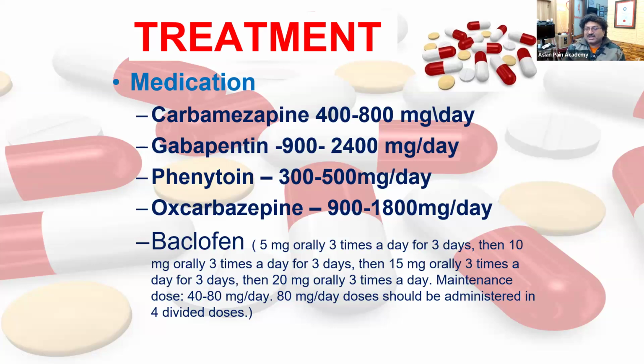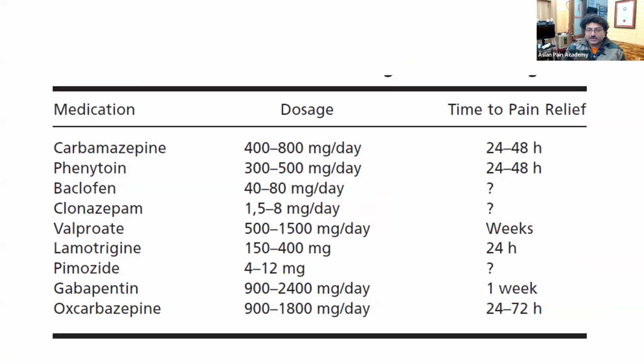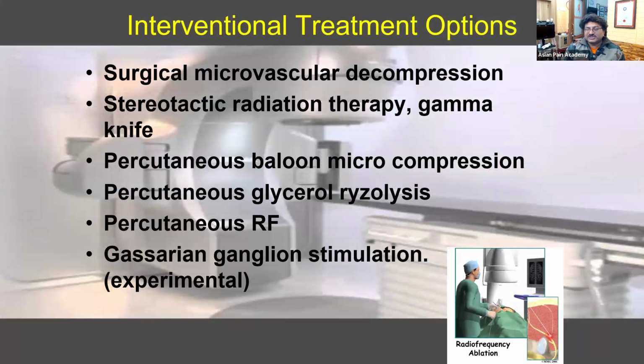If none of these are effective, then we can try gabapentin or pregabalin, or sometimes phenytoin can also be tried in the conservative management of trigeminal neuralgia. And these are the usual dosages of medicines. Lamotrigine, primidone, valproate, clonazepam, all have been tried with varying success rates. But the most common drugs you should always remember are carbamazepine and oxcarbazepine.